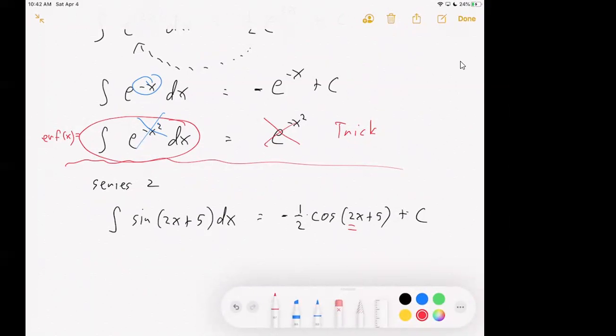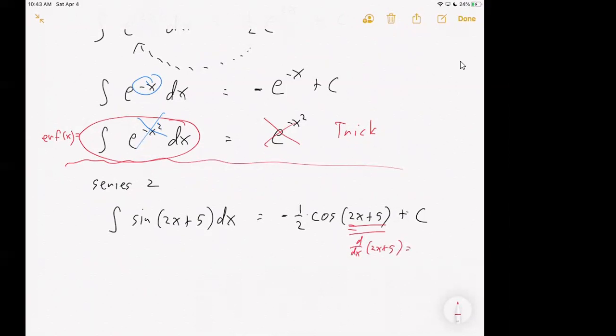I know that the antiderivative of sine must be a negative cosine, but it's a negative cosine of 2x plus 5, and I know that the derivative with respect to x of 2x plus 5 is 2. So when I go to do my check of the answer by taking the derivative, I'll get an extra factor of 2, which I compensate for with that 1/2, right? So that will be the antiderivative of the sine of 2x plus 5.